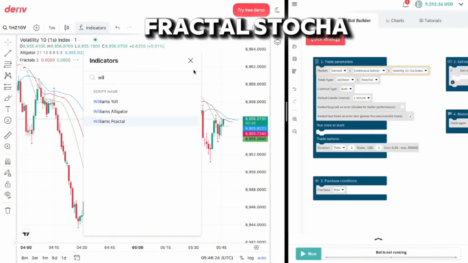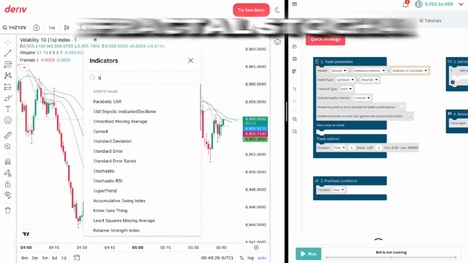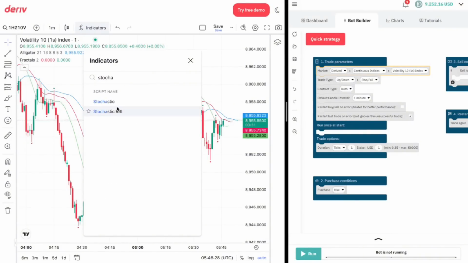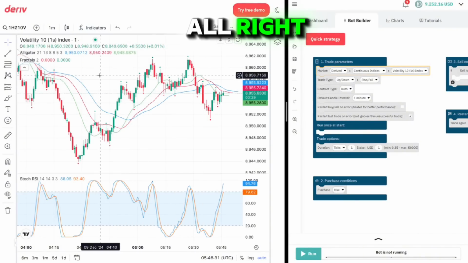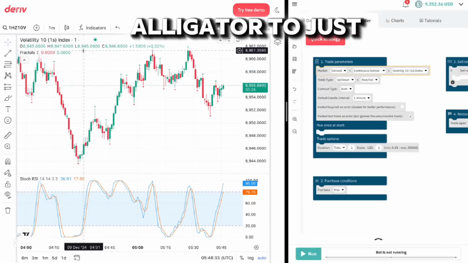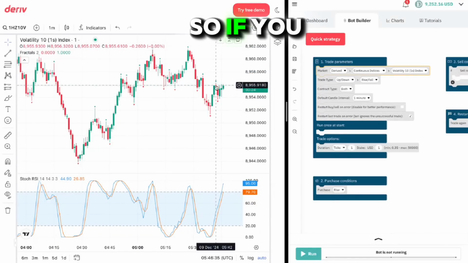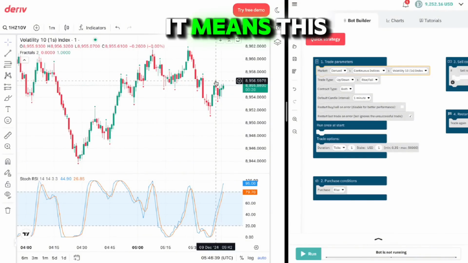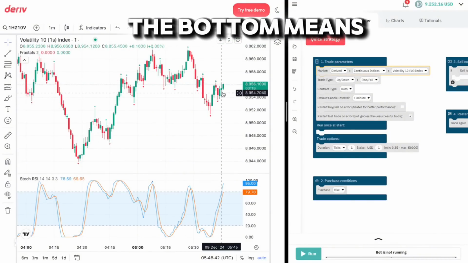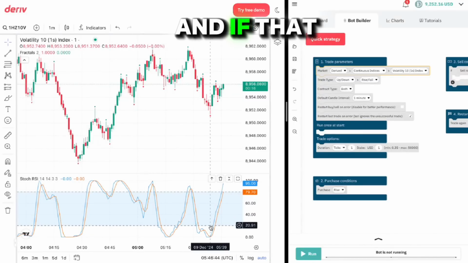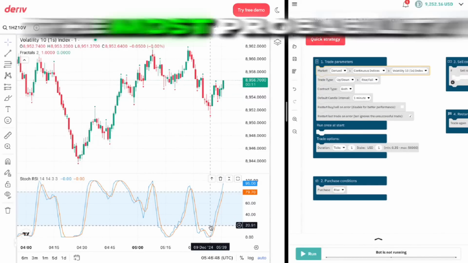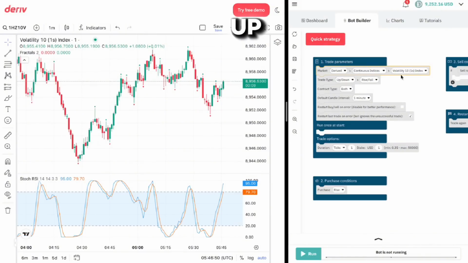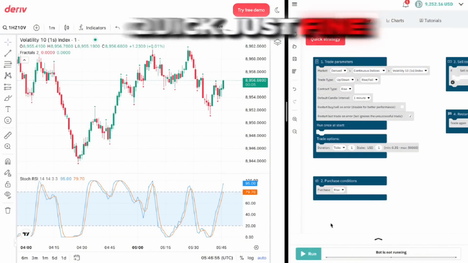So let me just show you one market with indicators. So fractal, stochastic, RSI. All right. I don't want alligator, so just remove it there. So if you see this stuff at the top here, it means this market is going down. If you see it at the bottom, it means the market is going up. If that coincides with these two lines joining on stochastic RSI, the most probability is the market is going to go up. For example, this is 101s, so you have to be quite quick.